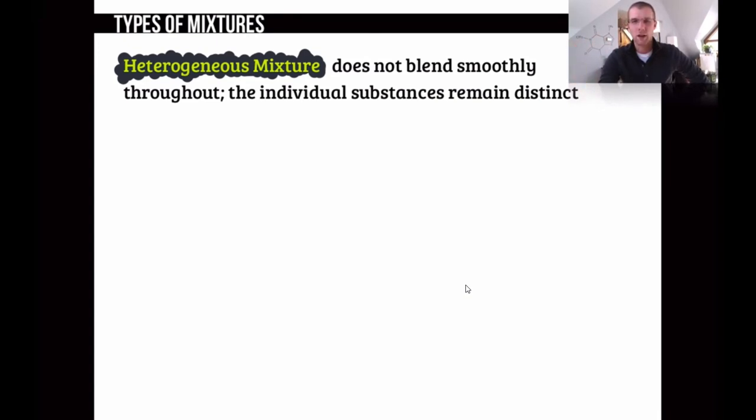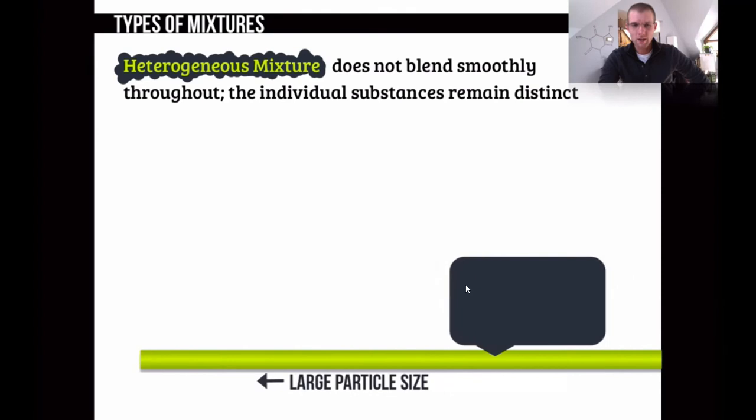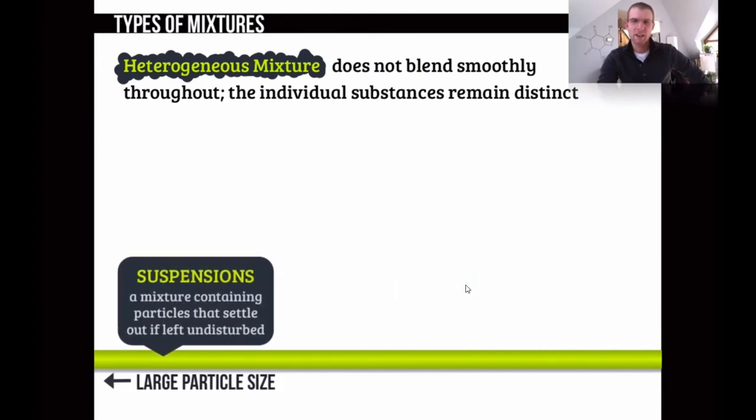So if we're starting with the largest particle size, I'm only going to talk about three of the major categories of mixtures today. That's going to be suspensions, colloids, and solutions. Suspensions is where we start because it has the largest particle size. So this is a mixture where if you leave it, the particles that are dispersed in this mixture are going to start to settle out.